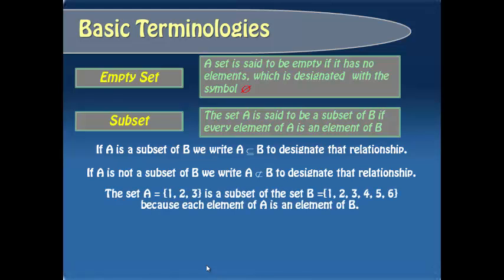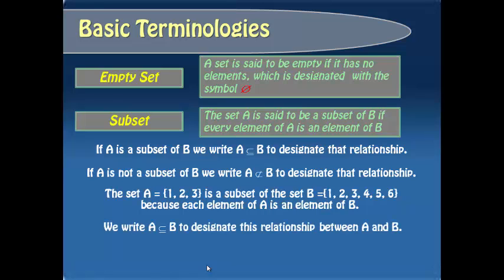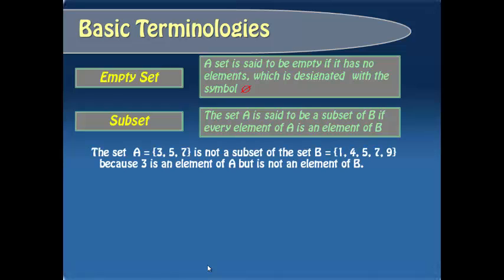Example, set A equal to 1, 2, 3 is a subset of set B, which is equal to 1, 2, 3, 4, 5, and 6, because each element of A is an element of B. We can write that as A is a subset of B to show the relationship between A and B. We can also write the elements: the set of 1, 2, 3 is a subset of 1, 2, 3, 4, 5, and 6. We have another example.